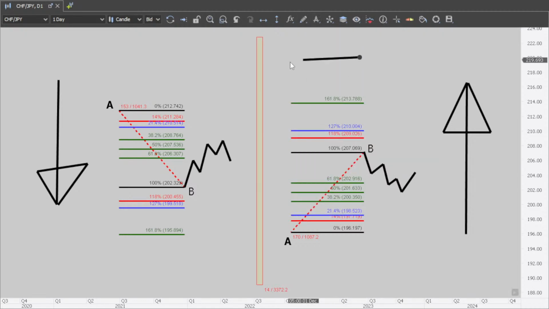Right now, Euro dollar daily chart is like this. AUD JPY 4-hour chart is like this. NZD JPY 4-hour chart is like this. AUD USD daily chart is like this. NZD USD daily chart is like this. GBP JPY daily chart is like this. Euro JPY daily chart is like this. Canada CHF, it's like this. Canada JPY, it's like this. Okay?